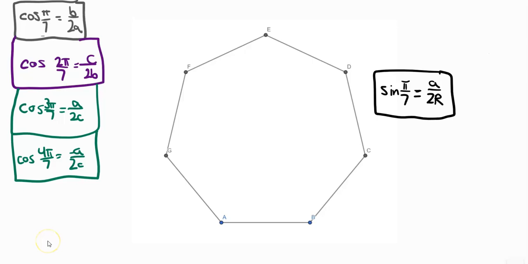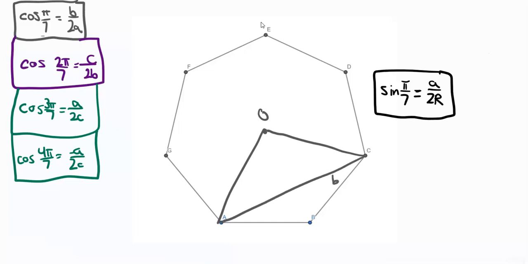So now that we've established the sine of pi over 7, let's establish the sine of 2 pi over 7. And what's going to happen is we'll label the circumcenter again as O. We'll go O to C and O to A. Now this time we're going to connect A to C. So we have B here. And I'm going to drop down the altitude of this triangle.